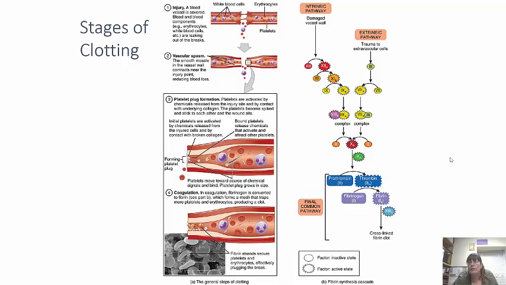So here's a picture showing you how this all happens. You start with a tear. The vascular spasm is going to constrict the blood vessel so that it reduces blood loss. Platelets are going to come to the area, getting more platelets and more platelets until they form a platelet plug. And then either the intrinsic or extrinsic pathway is going to be initiated. The cascade of clotting factors is going to occur. Prothrombin is going to be converted into thrombin, which will then convert fibrinogen into fibrin. And there you have your clot.